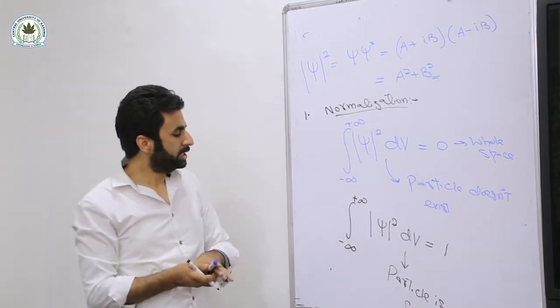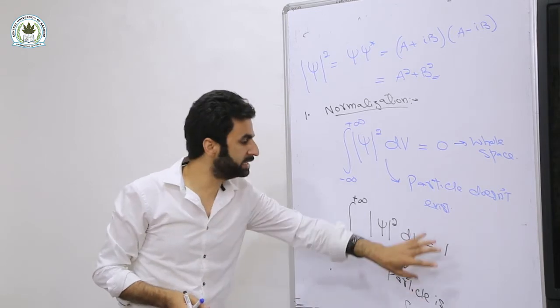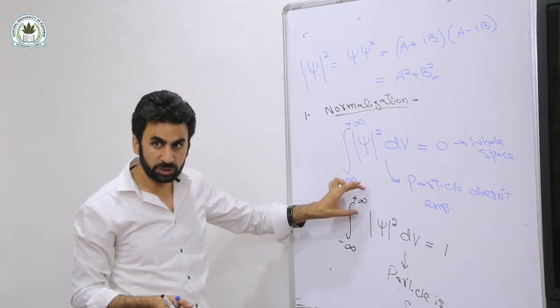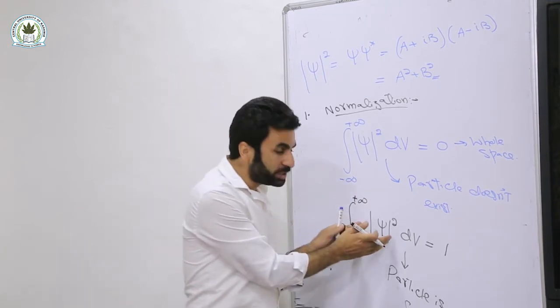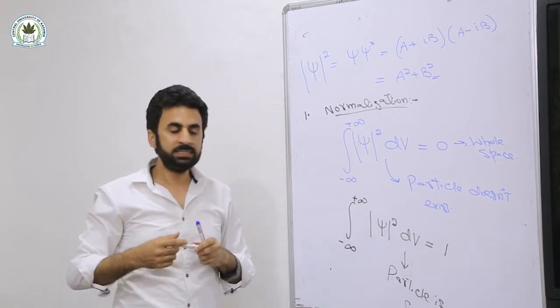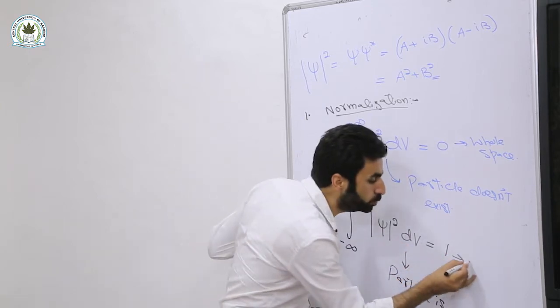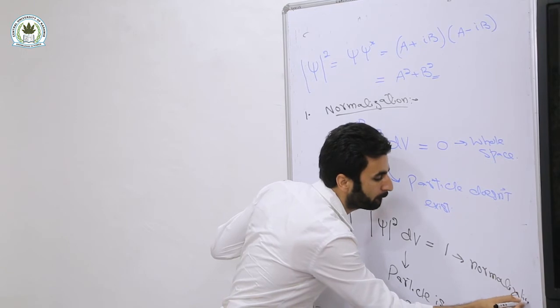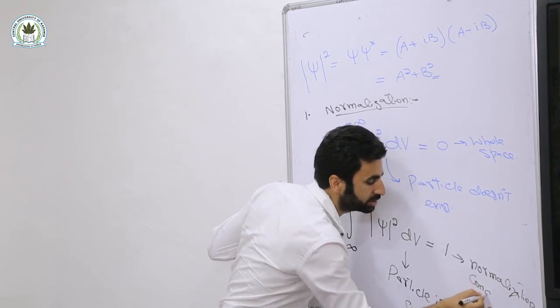So it means the particle is definitely somewhere, there is a 100% probability of finding the particle from minus infinity to plus infinity. So this psi square is giving us probability. Now, this condition is known as the normalization condition.